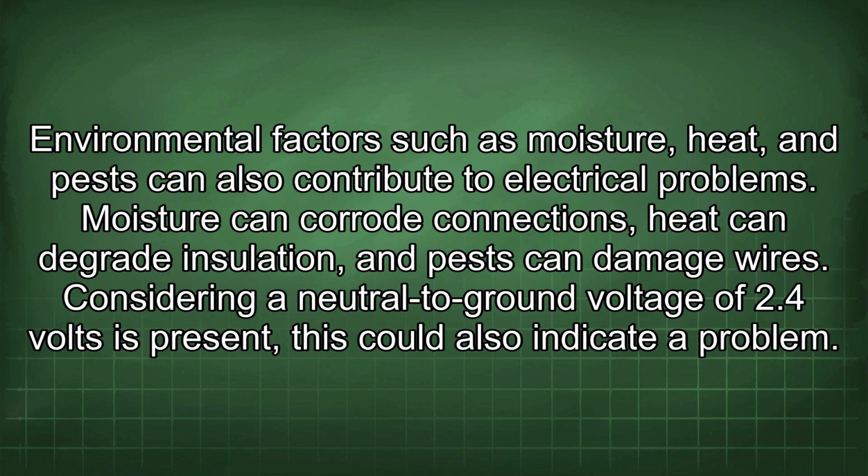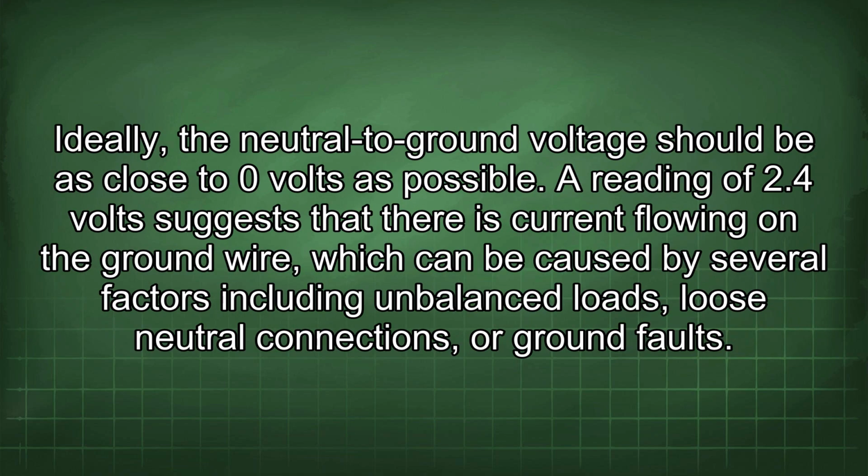Environmental factors such as moisture, heat, and pests can also contribute to electrical problems. Moisture can corrode connections, heat can degrade insulation, and pests can damage wires. Considering a neutral to ground voltage of 2.4 volts is present, this could also indicate a problem. Ideally, the neutral to ground voltage should be as close to 0 volts as possible.